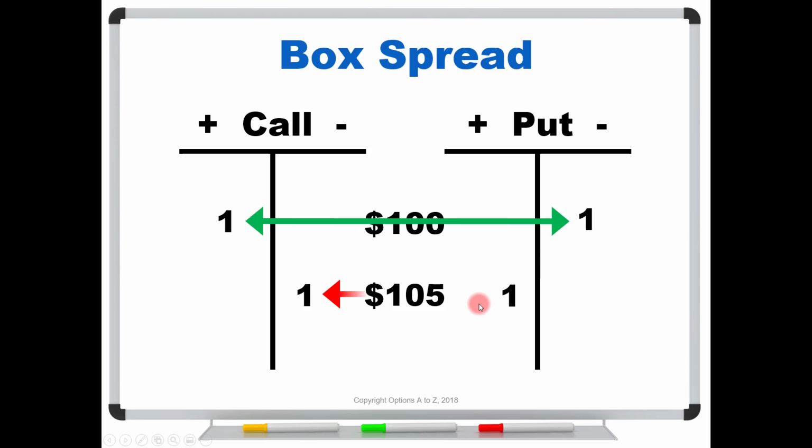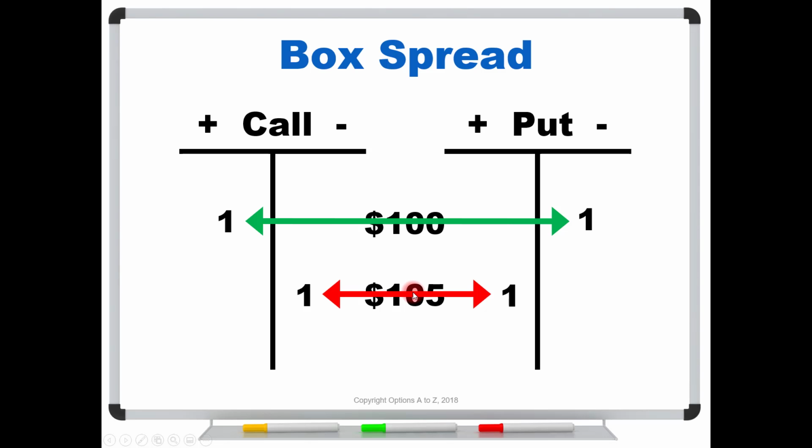Down below, we have a synthetic short. We're long the put and short the call. And so, yes, you guessed it, it's going to behave like a short stock position. So think about it for a moment. If you buy shares of stock for 100 and you sell them at 105, that's a $5 gain. And it's guaranteed to happen.